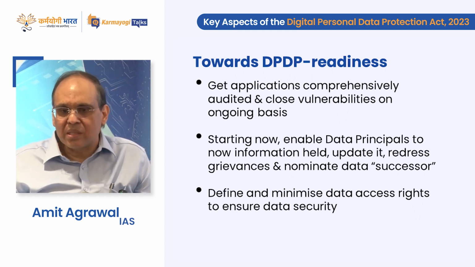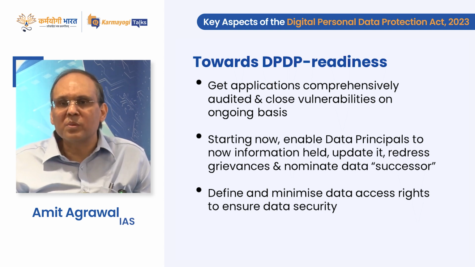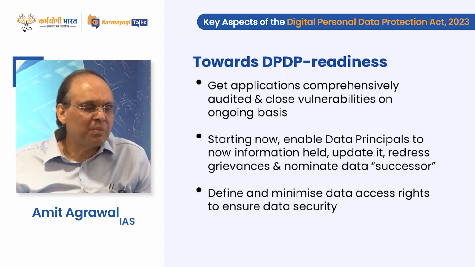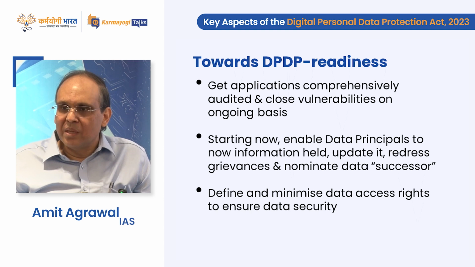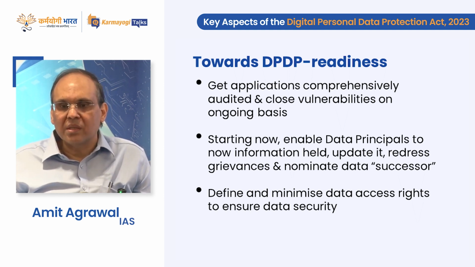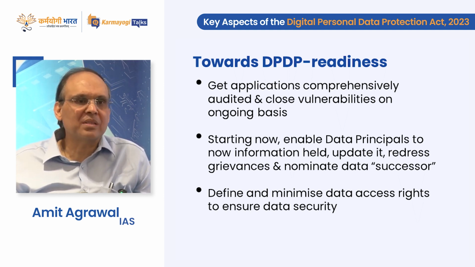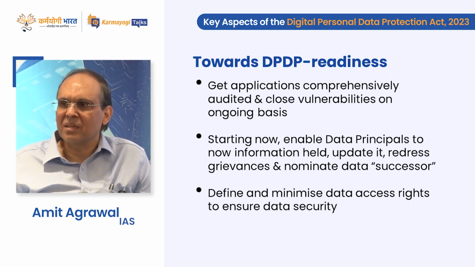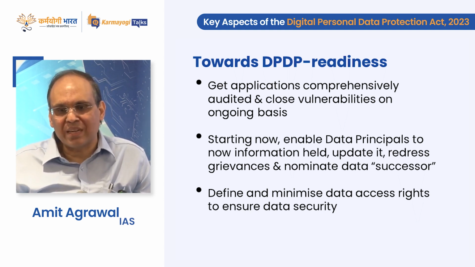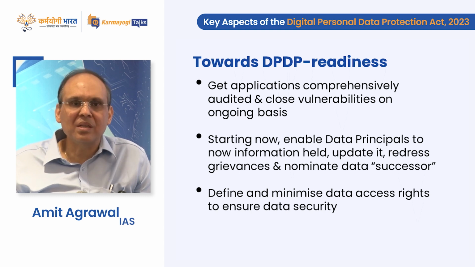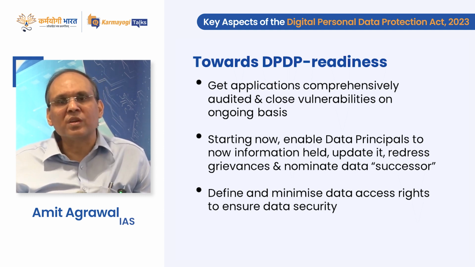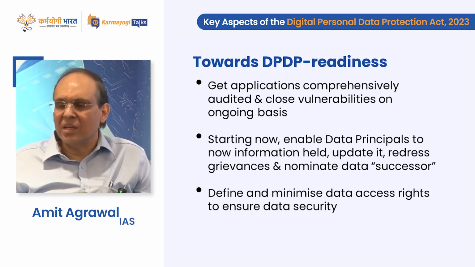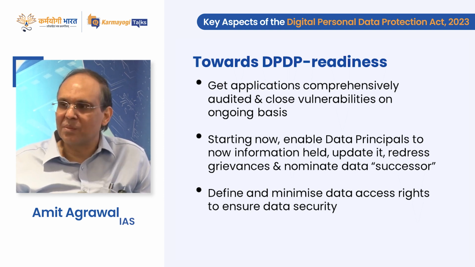And starting now itself, enable your data principals to know the information held. It's a best practice. You are holding their data. Let them know. Give them app-based access. This is the data I hold of you. Enable them to update it. Enable them to raise grievances and close them, and to nominate a data successor. These are good practices anyhow, irrespective of the act. And nobody should really need to wait for the act to come into force to start doing that. If you do it early, you would have gained experience, you would have streamlined processes, and you would also face less adjudication, because people know you are providing it, so nobody will approach anywhere.